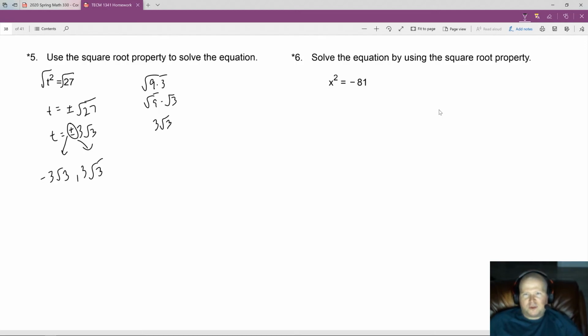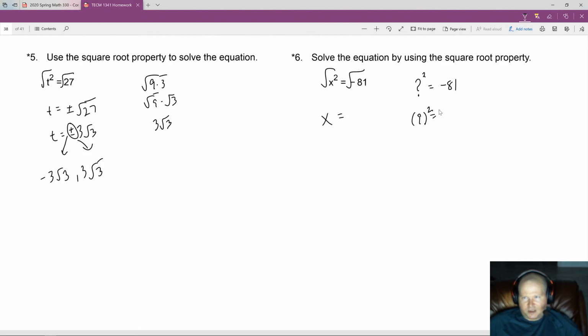Now, whenever we try to take the square root of both sides of this, something happens. You can't take the square root of a negative. You can have a negative square root, but you can't take the square root of a negative. And that should make sense, right? Because what they're really saying is what squared will give me a negative 81? Well, you might be tempted to say 9.